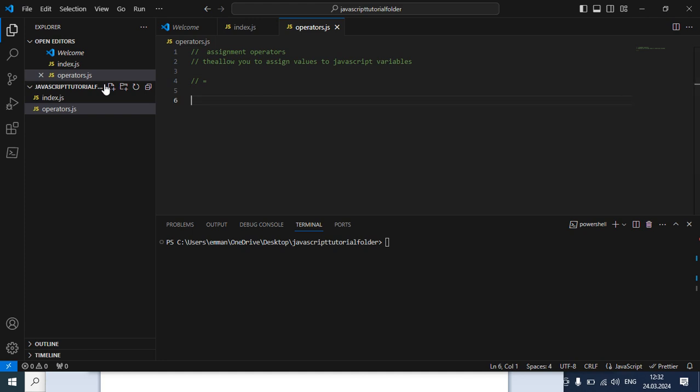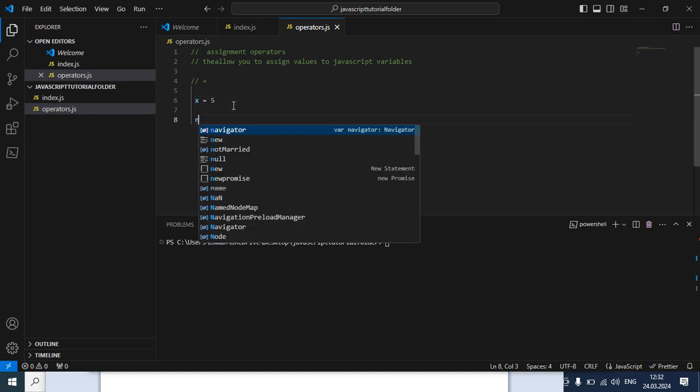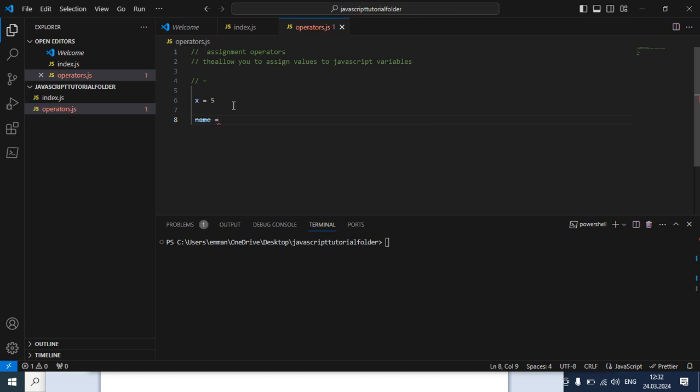Let's look at it. If you have something like a variable x, you can assign a value using the equals to sign to it. So x = 5. What this does is it assigns the value of 5 to this variable x. Or another example, name equals to Peter.